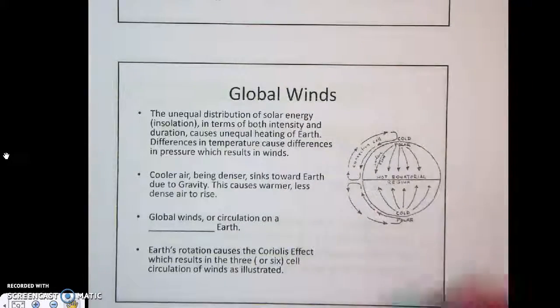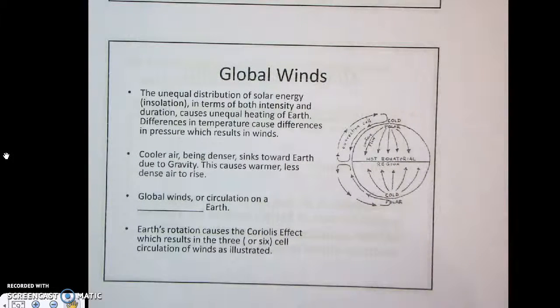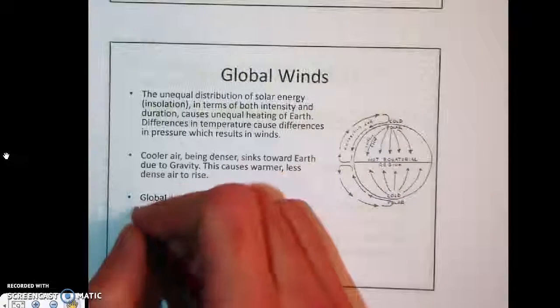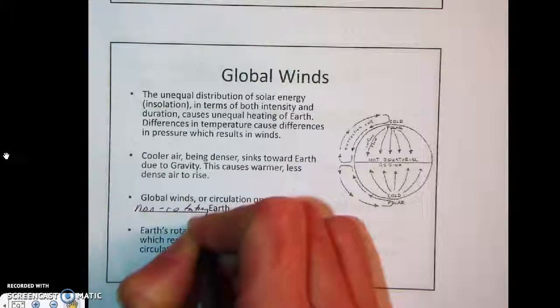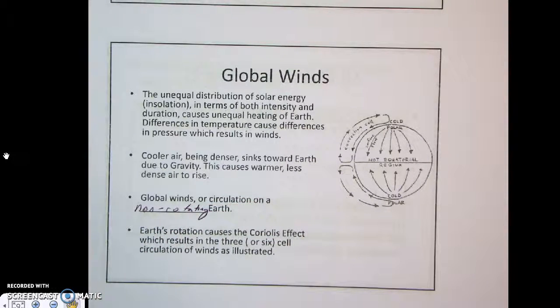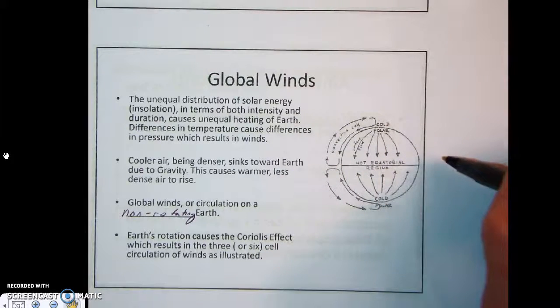Now, the last thing regarding wind specifically is global wind patterns. If we start out with a simplified, non-rotating Earth, just to make it simple, and we'll add rotation in a minute, this is a very simplified diagram. It's just to get the idea across. In reality, the global wind patterns are much more complex.